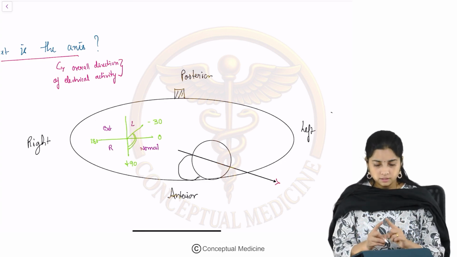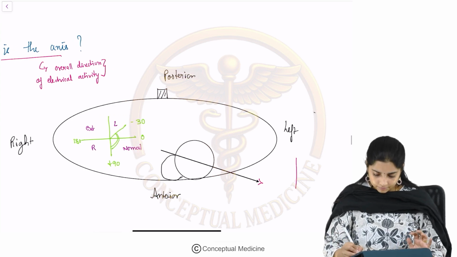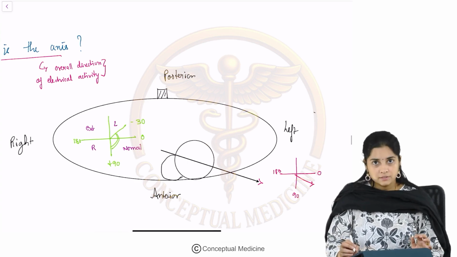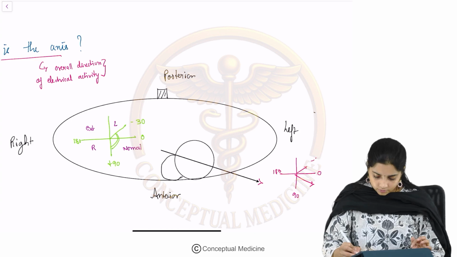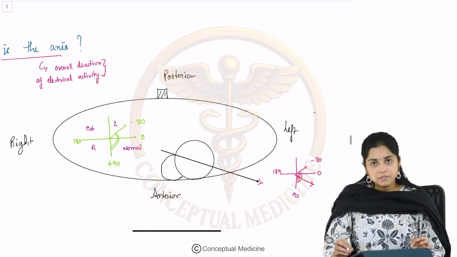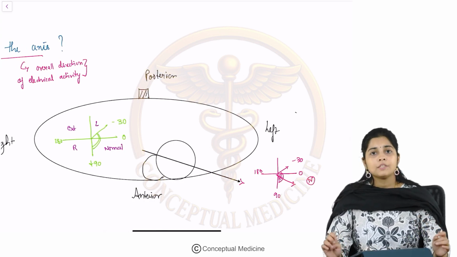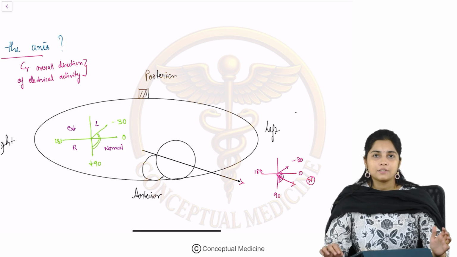If you put it in a vectorial diagram, you look at 0, 180 degree, 90 degree. So, it will be somewhere here. This is the normal electrical activity. So, minus 30 to plus 90 degree is what we call as the normal electrical activity of the heart.